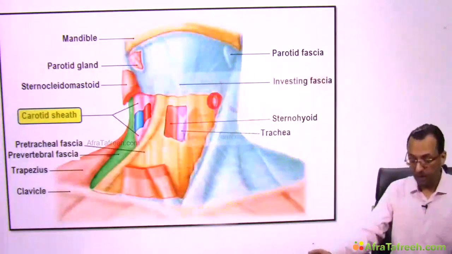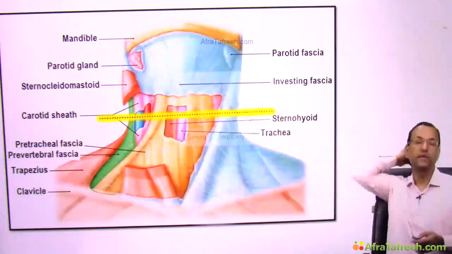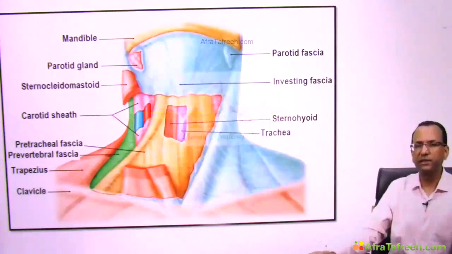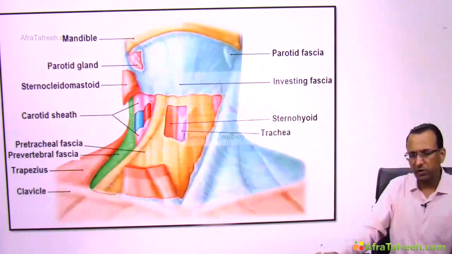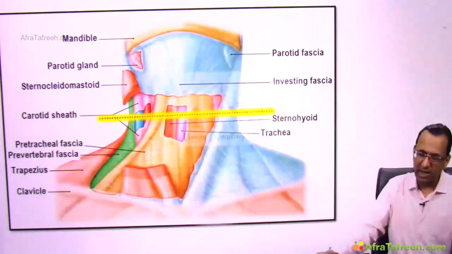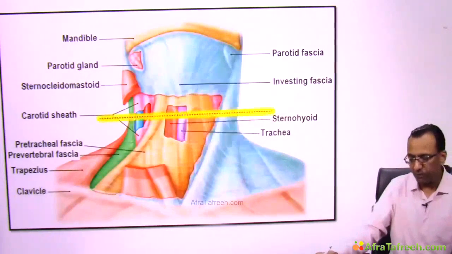That's the point. Okay, let us do one thing. Take a transverse section of the cervical region to see the various layers of fascia. Not only fascia, some spaces also. These days, examiners are asking you about the fascia and the spaces. So let us see them.